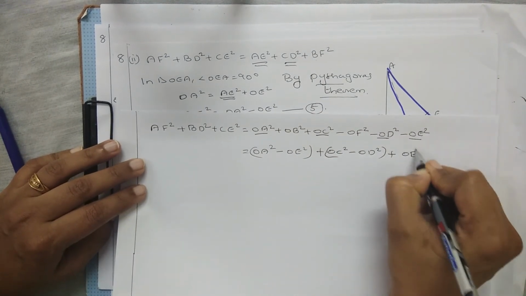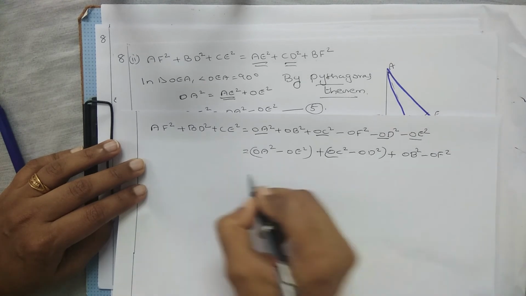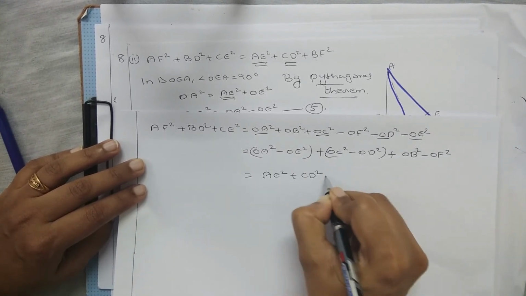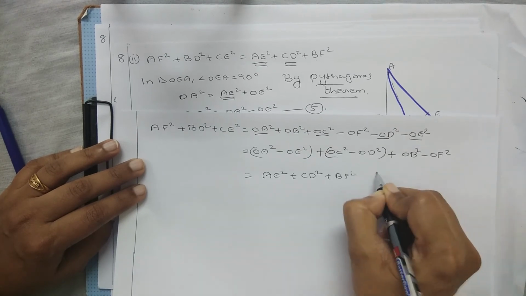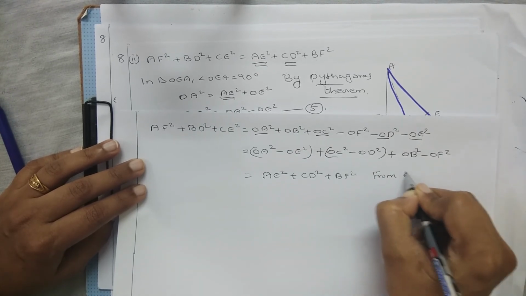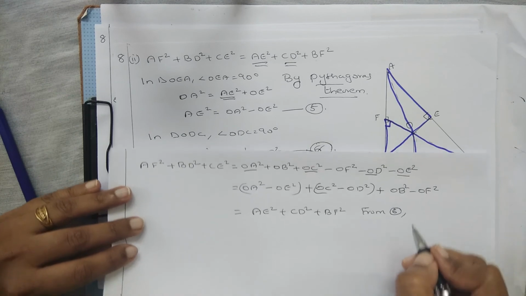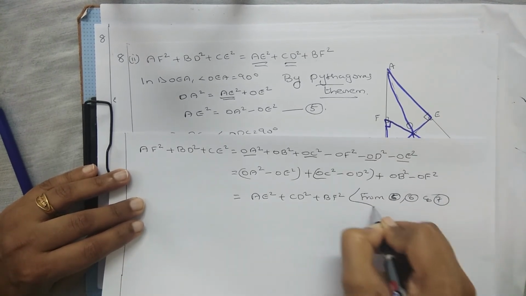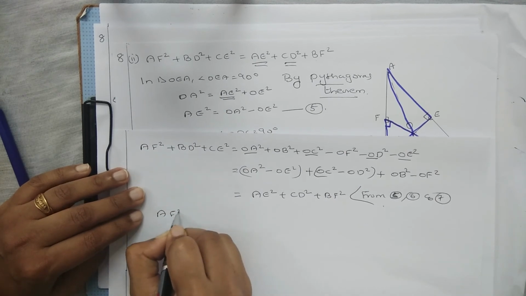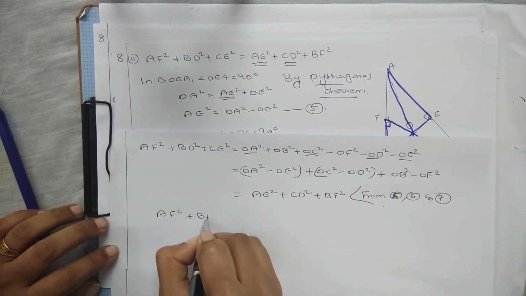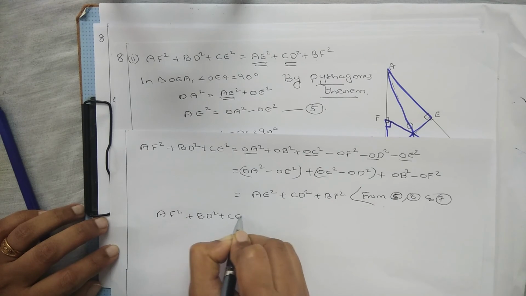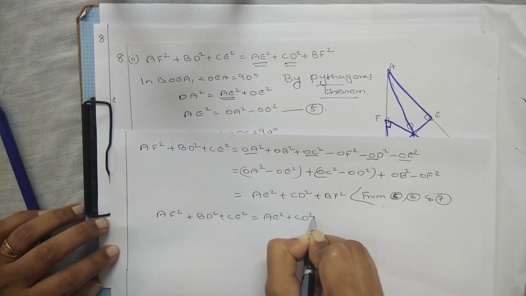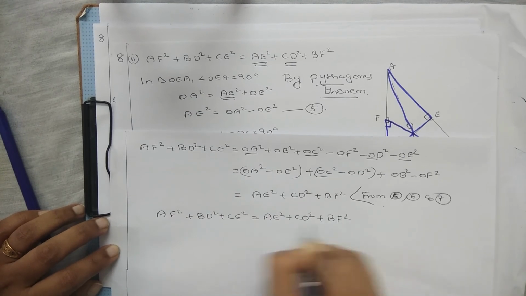So OB square minus OF square, that is AE square plus CD square plus BF square from equations 5, 6 and 7. That is AF square plus BD square plus CE square is equal to AE square plus CD square plus BF square. This is what we need to prove.